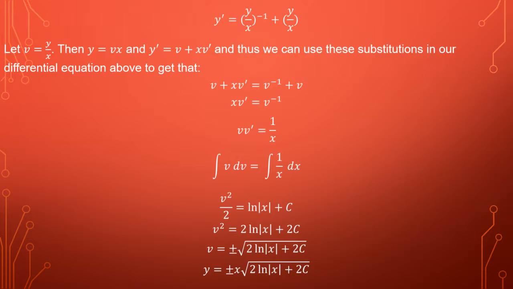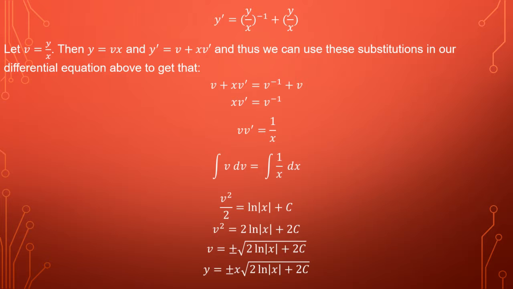Then we will get y equals vx, and y prime equals v plus x times v prime. And thus, we can use this substitution in our differential equation above to get that x times v prime equals v to the power negative 1. Then we move v to the power negative 1 to the left hand side and x to the right hand side. We will get v times v prime equals 1 over x.